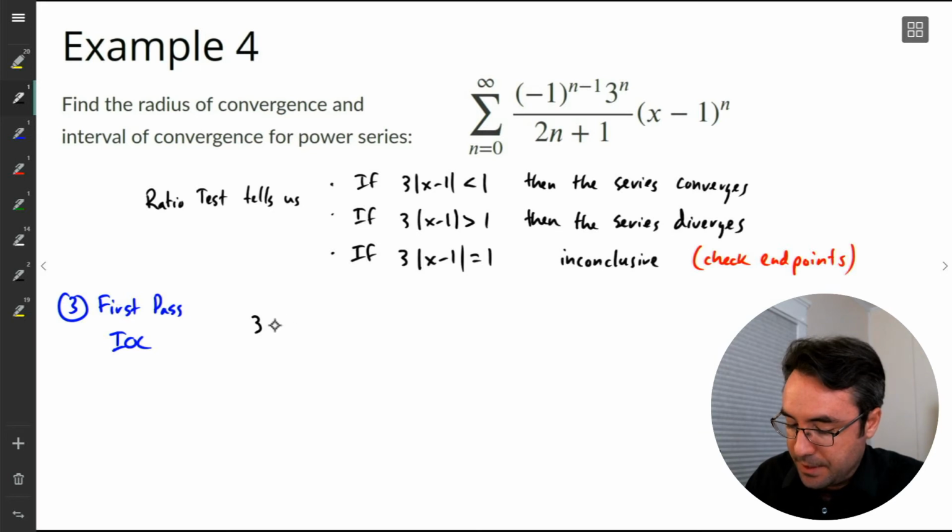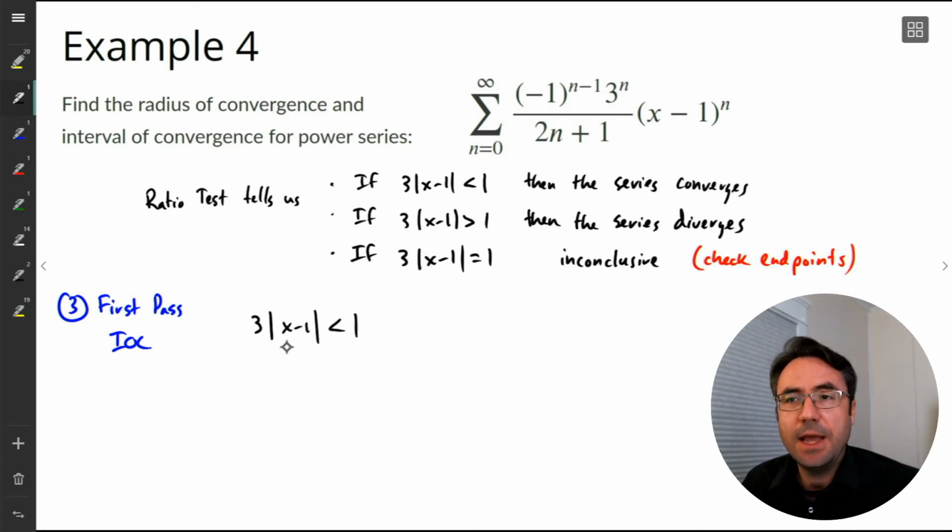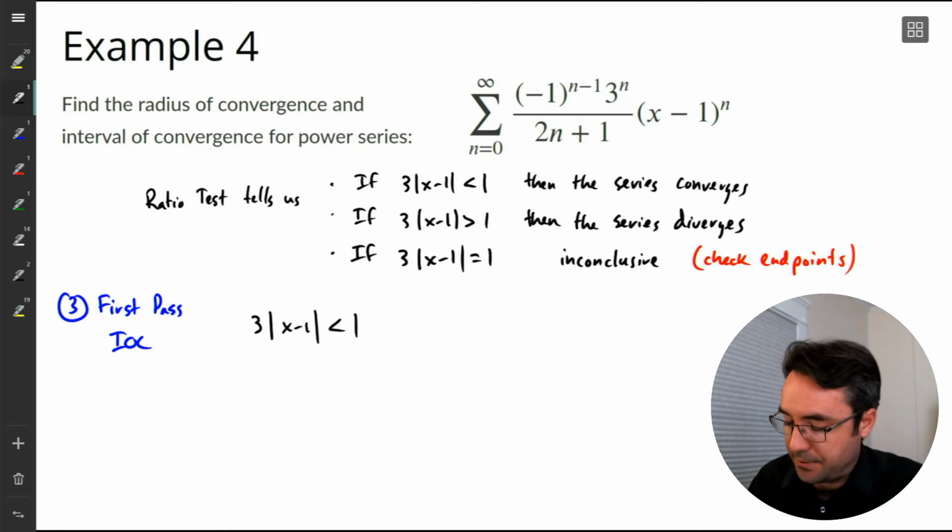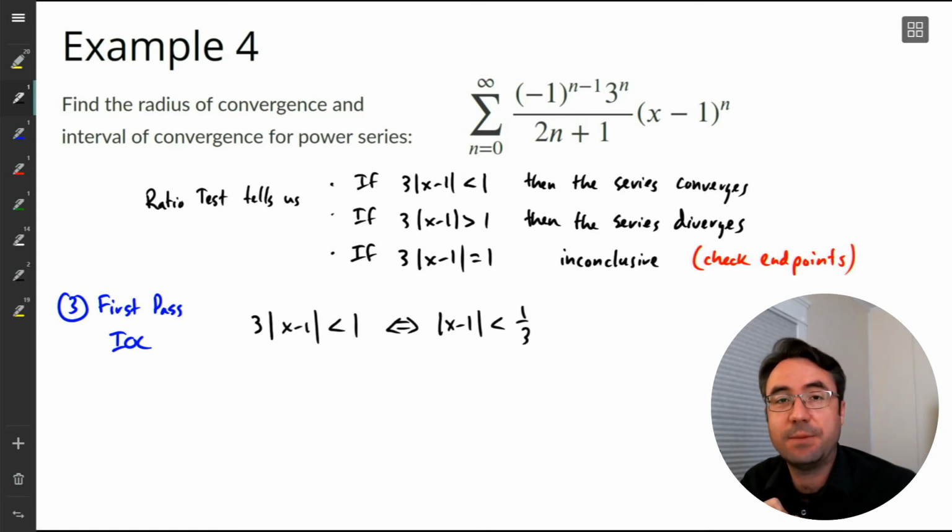So we start with 3 times the absolute value of x minus 1 is less than 1. And we want to get rid of the absolute value sign to see what the interval is here. So let's divide both sides by 3. So this inequality is true if and only if the absolute value of x minus 1 is less than 1/3. So just divide both sides by 3.